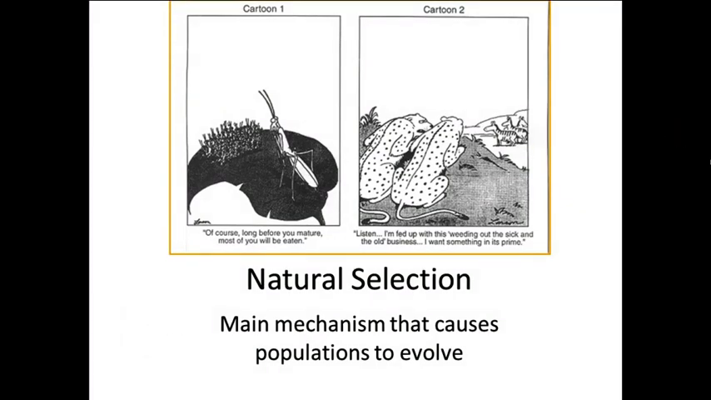Today we're going to be talking about natural selection. Natural selection is the main mechanism that causes populations to evolve. It's not the only mechanism, but it is the primary mechanism, the one that is most commonly seen. A mechanism just means a method or a way that something occurs. So this is how most cases of evolution happen.